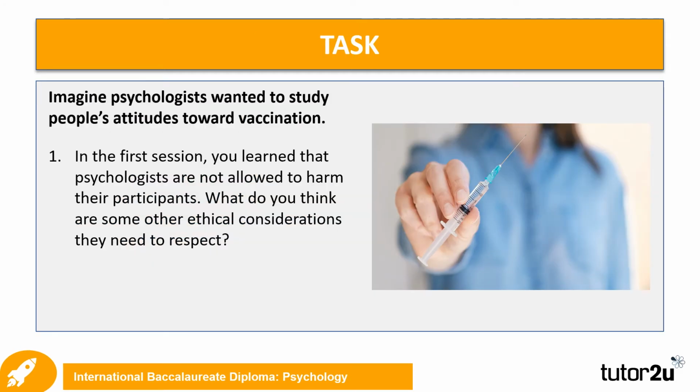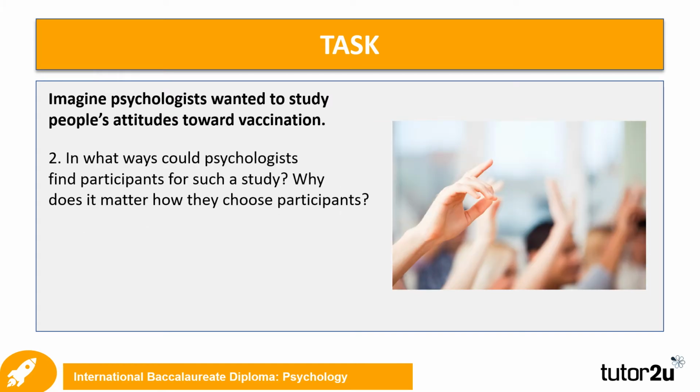To understand some issues which psychologists need to consider when they are planning their studies, please complete the following task. Imagine psychologists wanted to study people's attitudes toward vaccination. Answer the following two questions. First, in the first session you learned that psychologists are not allowed to harm their participants. What do you think are some other ethical considerations they need to respect? Second, in what ways could psychologists find participants for such a study? Why does it matter how they choose participants? Pause the video and continue watching when you complete the task.